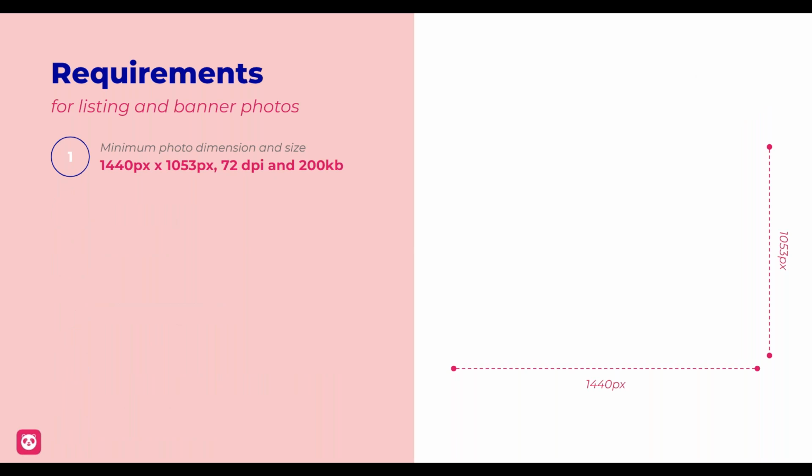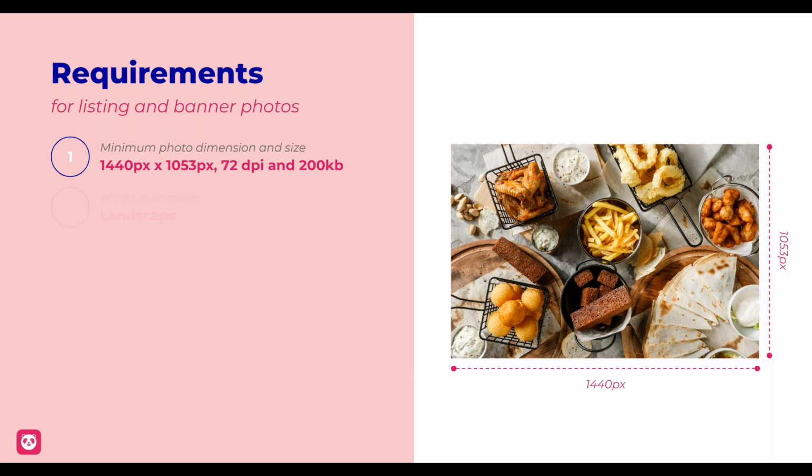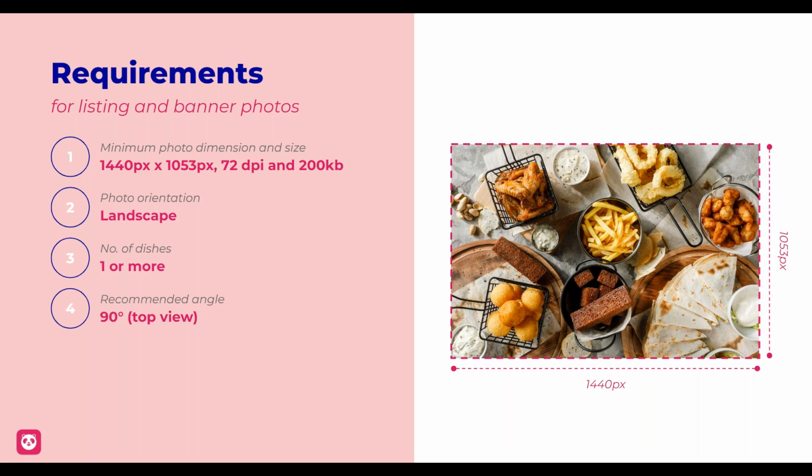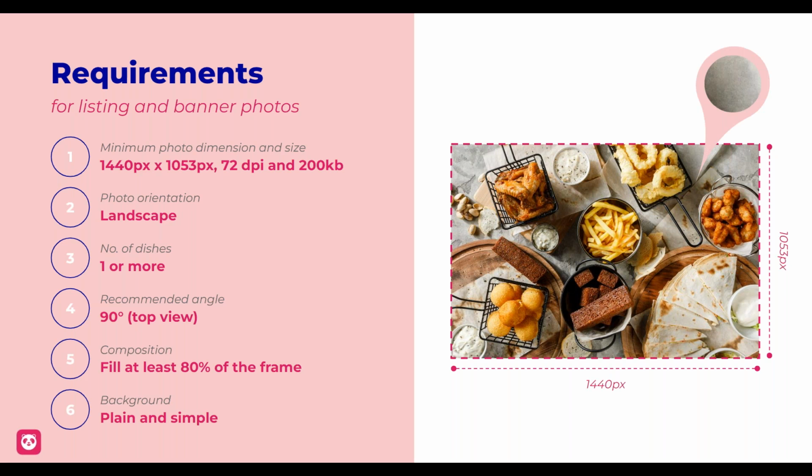And the requirements for listing and banner photos are slightly different. There is a slight difference in photo dimensions and sizes, and photo orientation should also be landscape. The number of dishes should be 1 or more to showcase what your signature dishes are. The recommended angle is a top view at 90 degrees. For composition, again, fill at least 80% of the frame. And the background is similar as well, a plain and simple background.